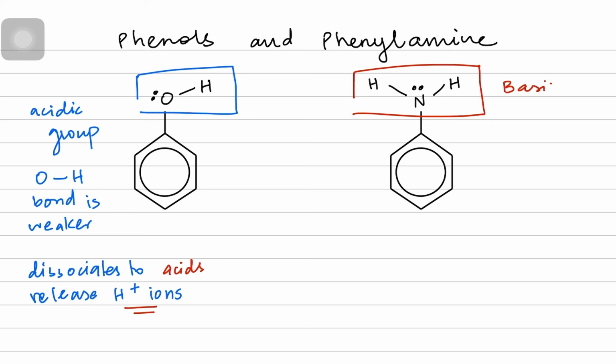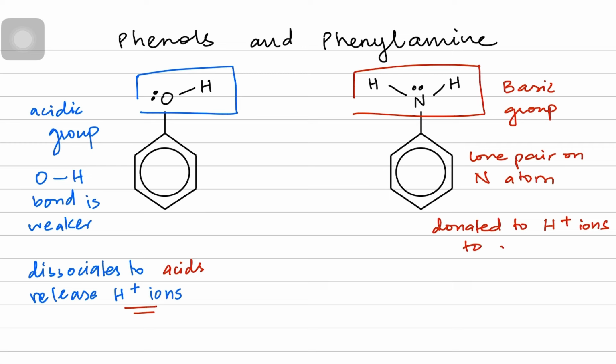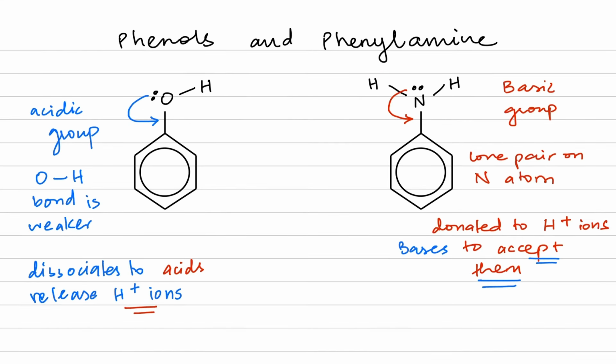When we talk about phenylamine, actually the amine is a basic group. Now what actually happens is that the lone pair on the nitrogen atom within the amine group is donated to H plus ions to accept them. And that is exactly the definition of a base, which means a compound that accepts hydrogen ions. This was important to discuss the definition of these compounds here, because it's going to be important to define them.